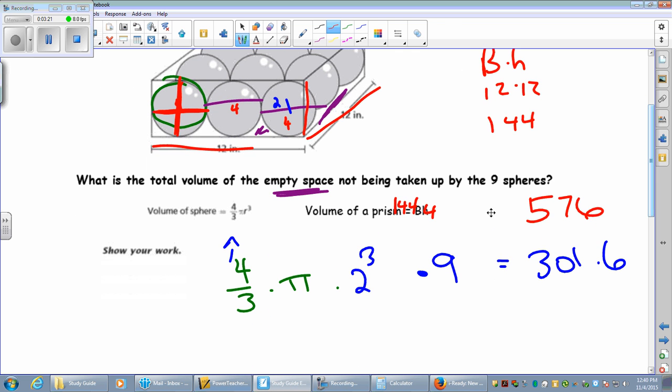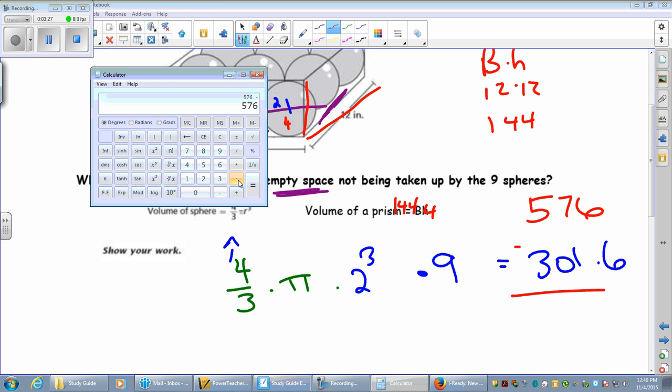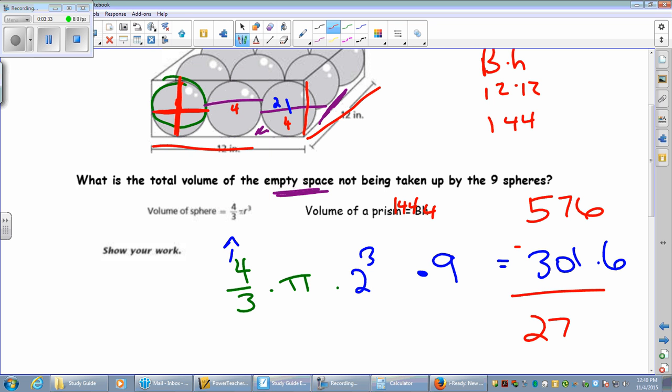So now that I know the whole box, and I know how much space is being taken up, 301.6, how do you think I find how much space is not being taken up? I obviously subtract the 2. So 576 minus 301.6, and I end up getting 274.4 inches cubed. Oops, that's not an N. Inches cubed.